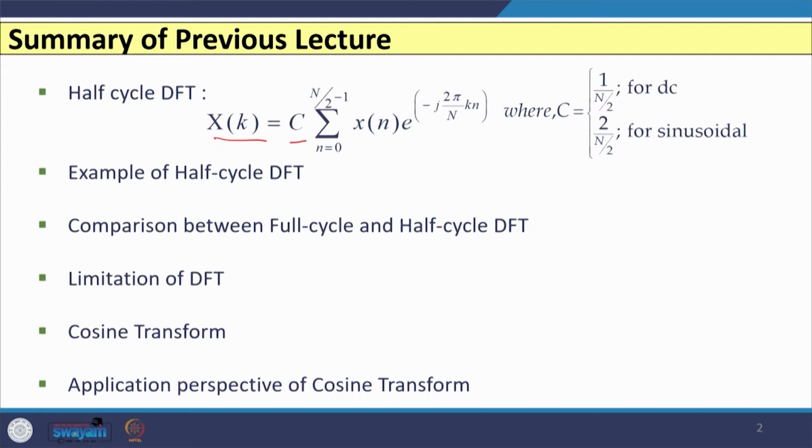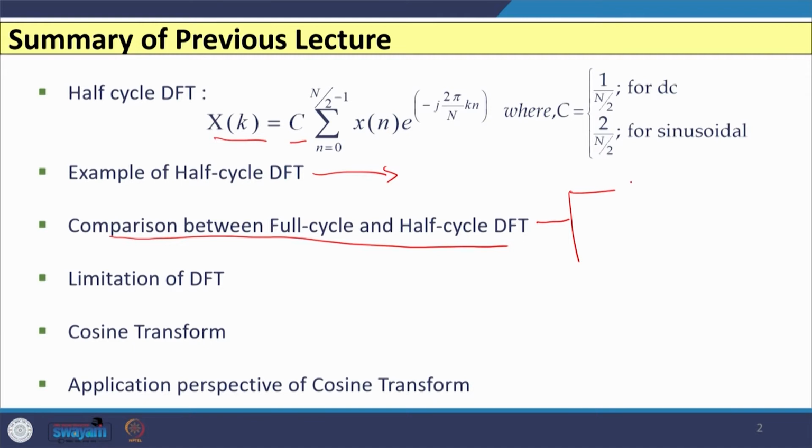After that we have also discussed one example of half cycle DFT, and in that example we have seen that whatever number of samples we considered, which is practically half the value of full cycle DFT, the phasor value that is estimated is almost equal to the value estimated by full cycle DFT. After that we have discussed the comparison of full cycle DFT and half cycle DFT. In this comparison we have done it based on three important parameters.